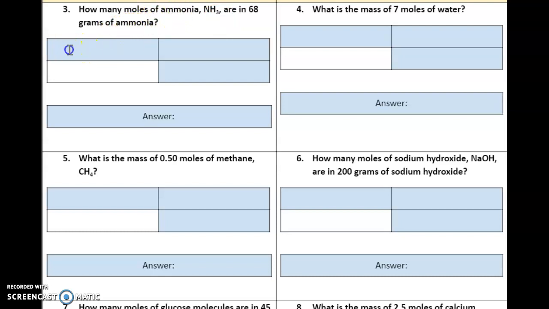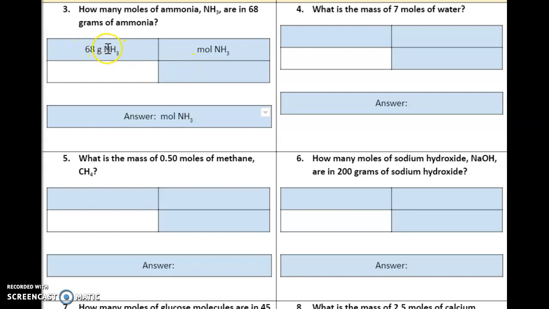So first we start out with our given. Our given is 68 grams of NH3, or ammonia, and we're trying to find moles. So what we're going to end with is moles of ammonia. So our answer, since we're ending with it, should be in moles of ammonia. In order to cancel out grams, we need to have grams on the bottom of this equation.